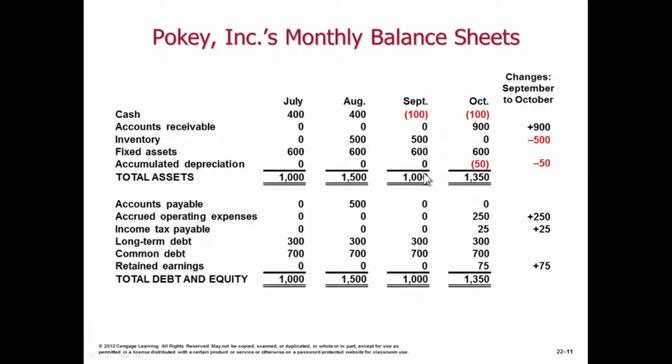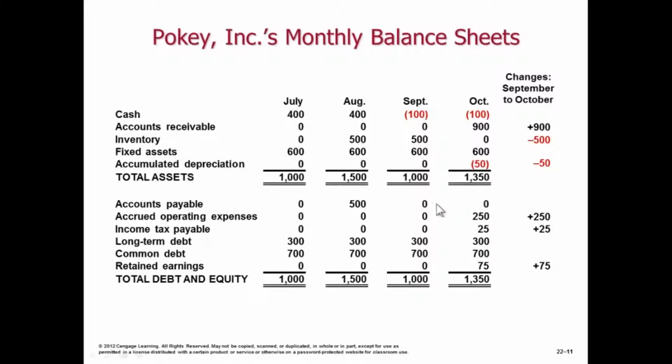Let's fast forward to October. So you see that Pokey still has that cash problem in their cash account. Now they've got an accounts receivable of 900 whatever. 900 says that they shipped that inventory finally in October. And so now what's going to happen? They've got an increase of accounts receivable of 900. They've got an inventory decrease because they shipped it of minus 500. And oh, by the way, they've gone through a quarter, and so they're accumulating depreciation every quarter.